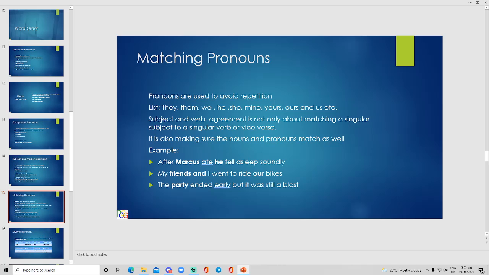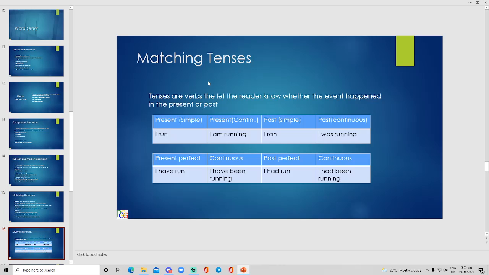This is not Spanish. Alright, so I want to move on now to matching tenses, which is also going into subject and verb, not really subject and verb agreement, but to make a sentence make complete sense. So tenses are verbs that let the reader know whether the event happened in the past or present. And they know there's future and such, but they just want to deal with past and present for right now. So actually, past and present, simple and continuous. So you can look at some more examples of these on your own if you don't get it right now.